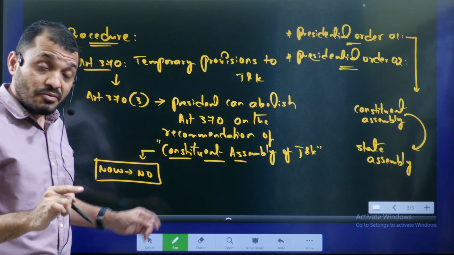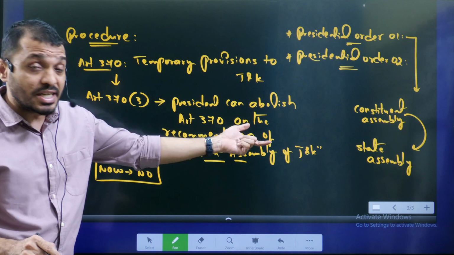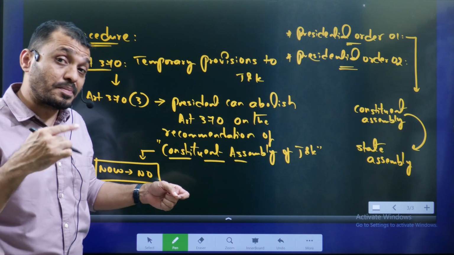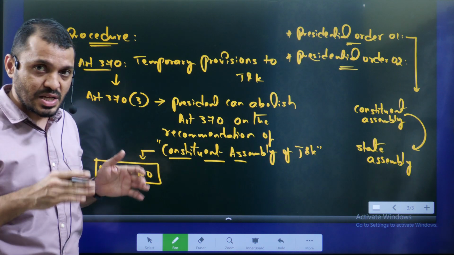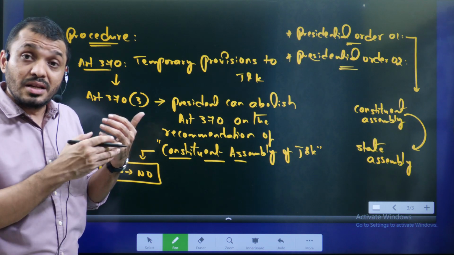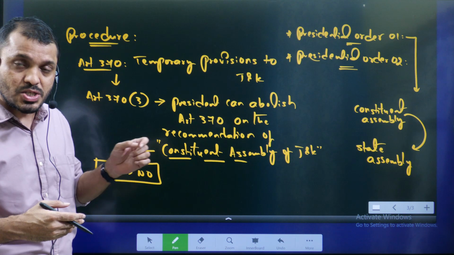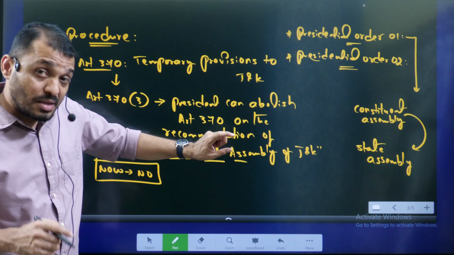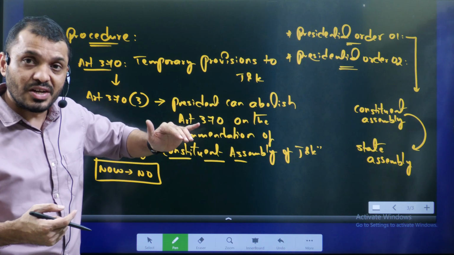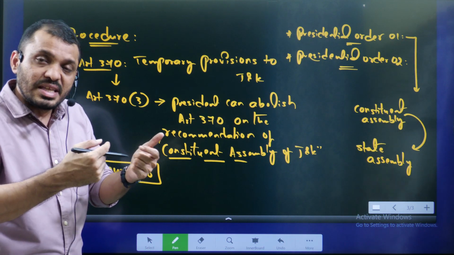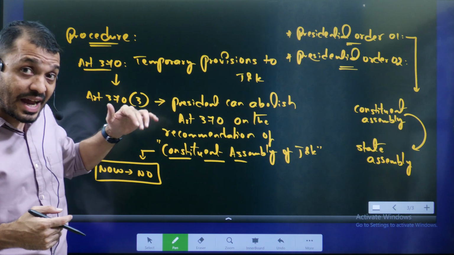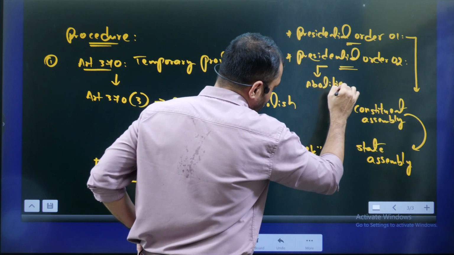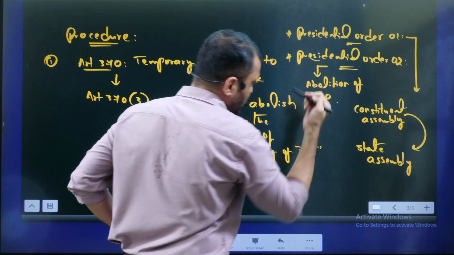But you will have doubts. When Article 370 was abolished, the State Assembly was not there, so who suggested it? Because President's rule was in place in Jammu Kashmir, the assembly was dissolved. When the assembly was not there, obviously the Governor gives the recommendation. First they changed the word Constituent Assembly to State Assembly, then the State Assembly was not there, so the Governor, who is appointed by the central government, gave the recommendation for the abolition of Article 370, and they did it through presidential order 2. Article 370 was abolished through presidential order 2.